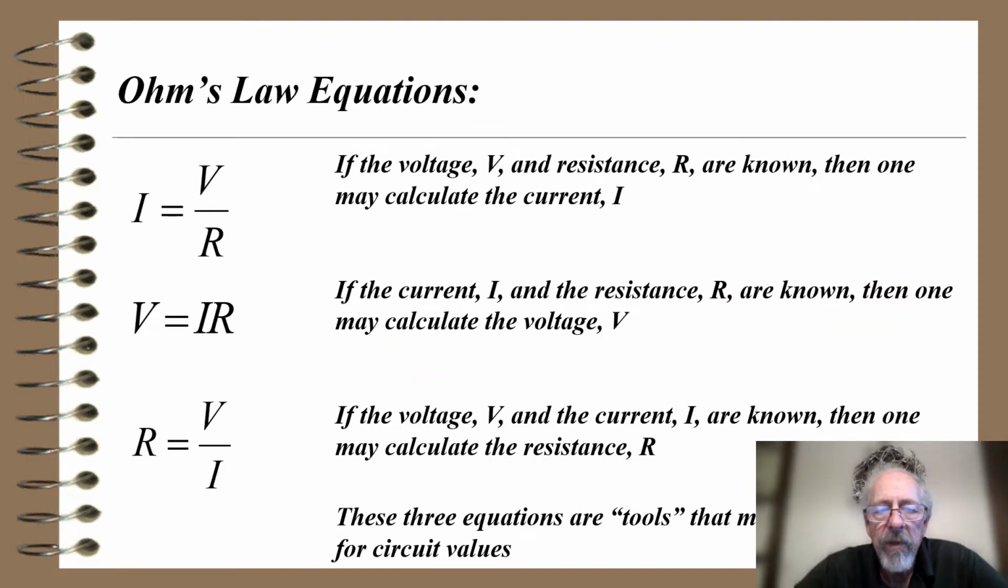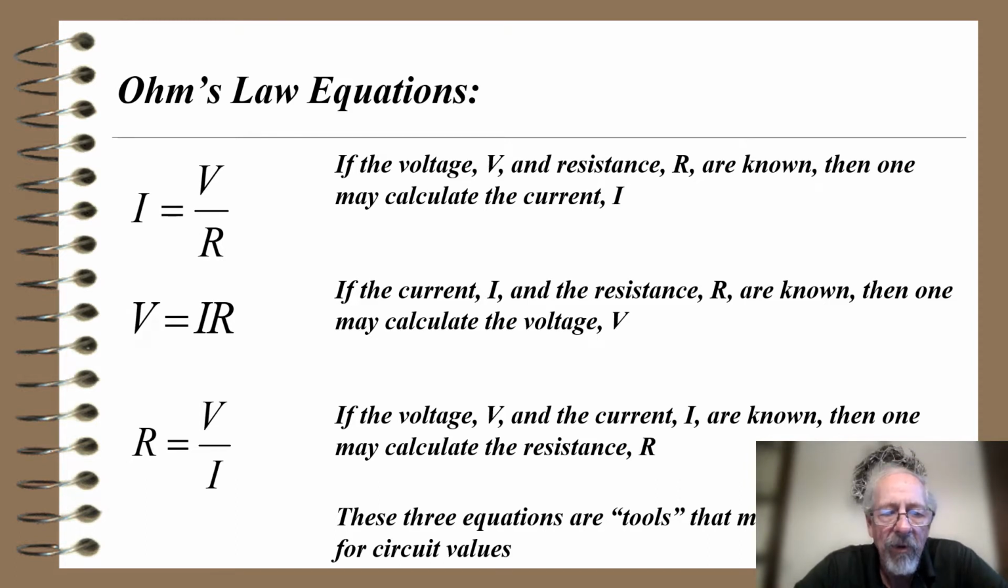So these are the three variations of Ohm's law. I'll just list them right now. I equals V over R, V equals I times R, and R is equal to V divided by I. So those are all just rearranging the symbols in the algebraic equations there.